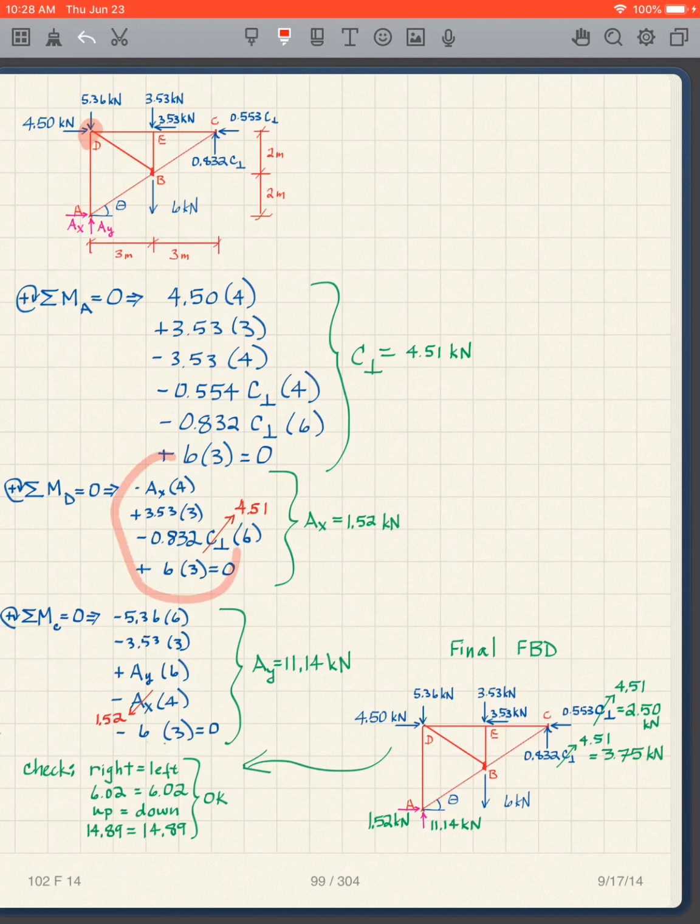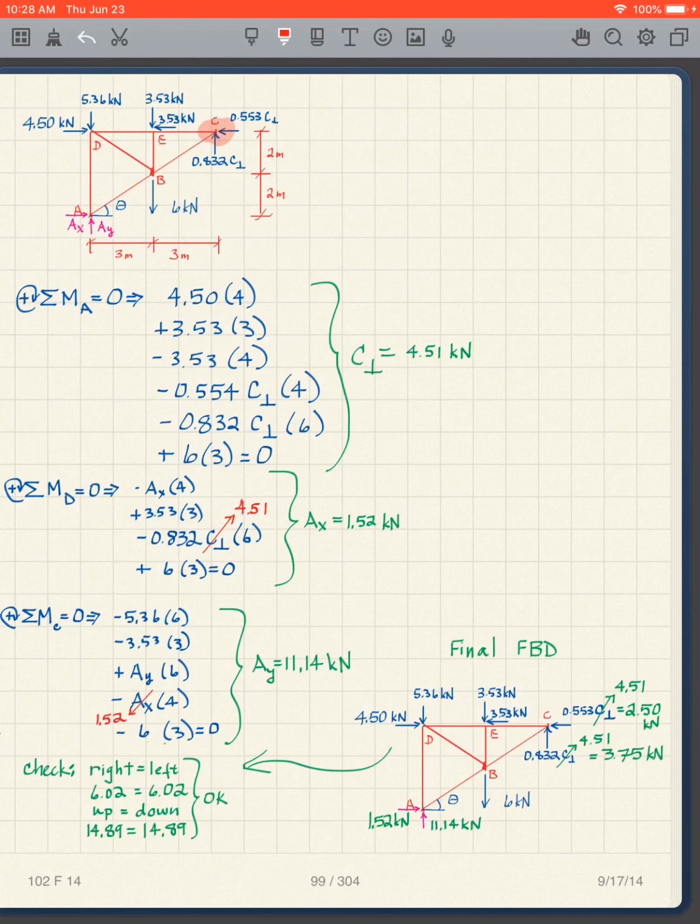I put all those things in here. Now I've already solved for C perpendicular, so I just substitute it. I use my picture correctly, substitute in the 4.51 here, and now I can solve for AX. It's 1.52. And now I'm doing this with moments. I'm showing how we can do this all with moments.